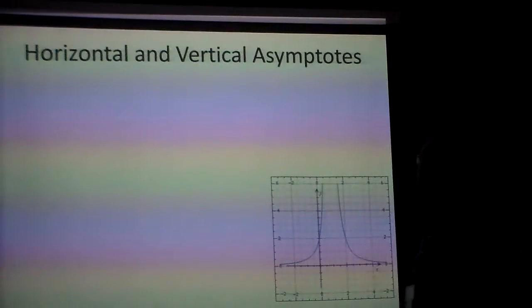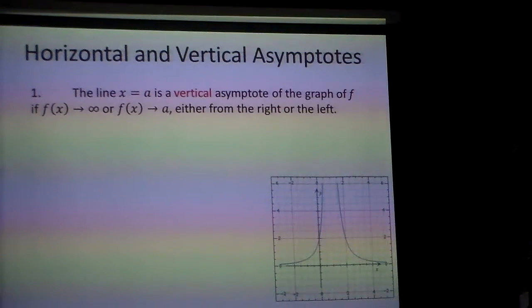All right, here we go. Horizontal and vertical asymptotes. All right, how do we find them? Well, first off, let's look at this right here.